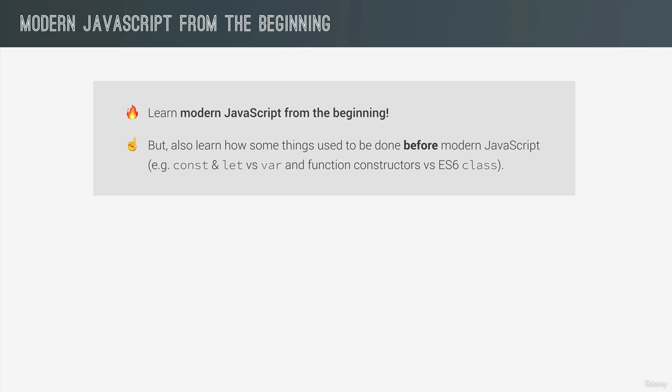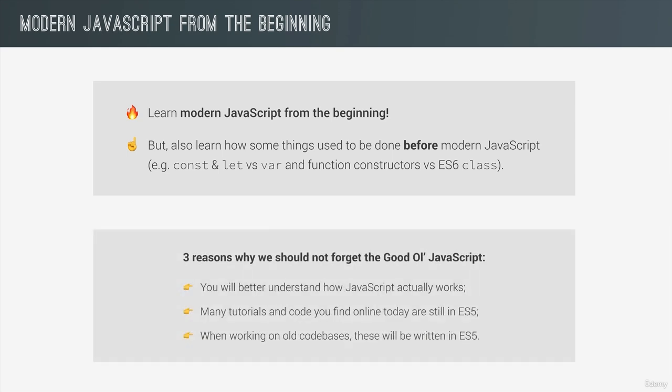Well, here is why. First, you will better understand how some features in JavaScript actually work behind the scenes. For example, ES6 classes, which hide all the implementation details of object-oriented programming in JavaScript. Also, many tutorials and example code that you will find online are still written in ES5 today. Plus, as a developer, in many jobs, you will actually have to work on older code bases. And it's totally possible that that code base might still contain a lot of ES5 code. Okay, so I hope that made sense.